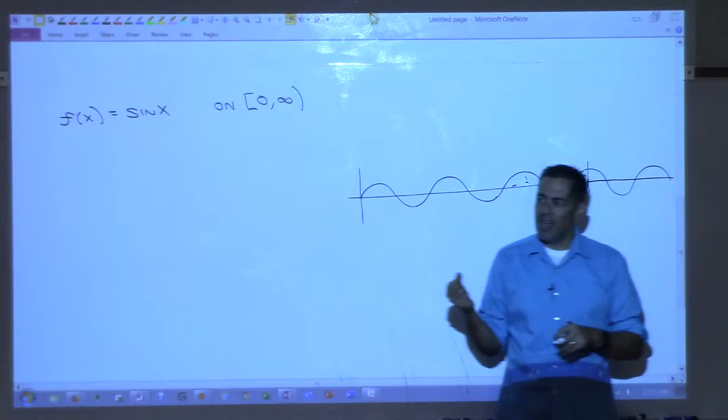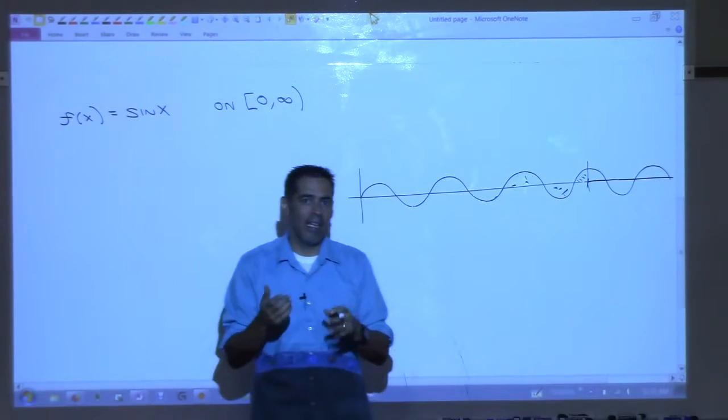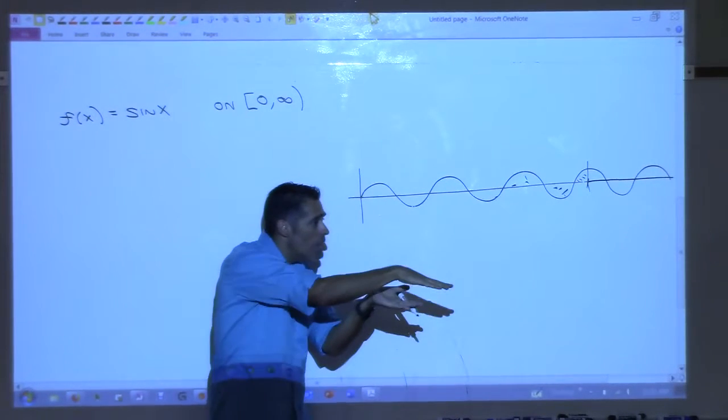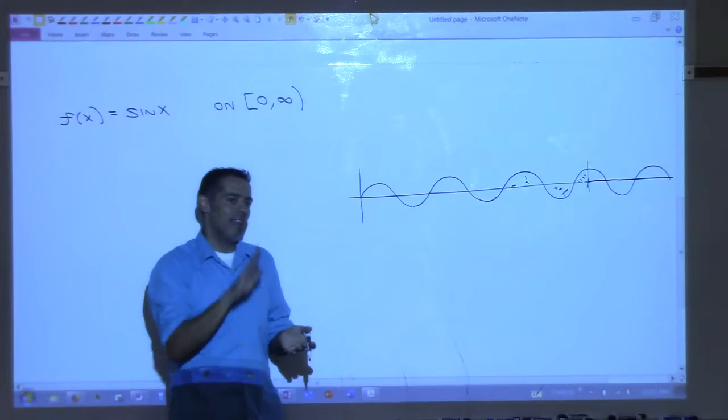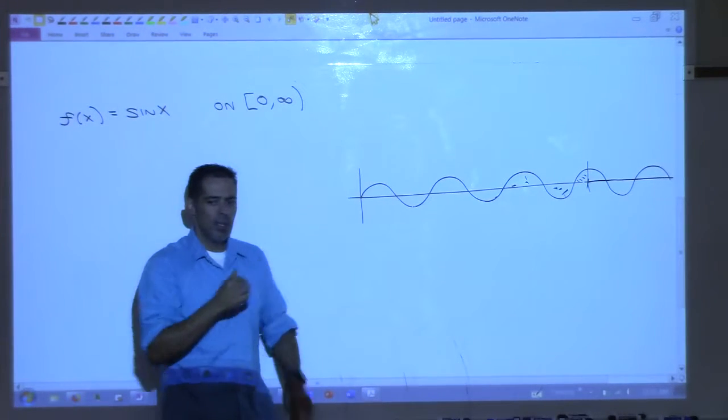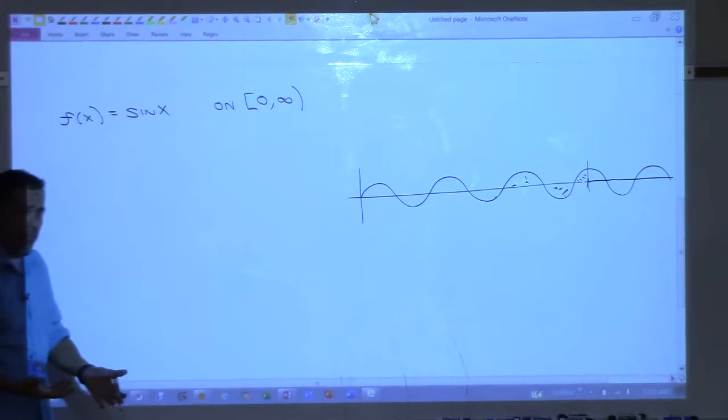And so when we're saying, is this thing converging, we're asking, is the area headed to one thing? And it's not. It keeps oscillating. Does that make sense? But let's see how the math shows that to us.